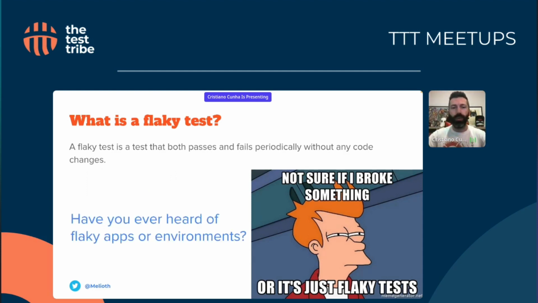Because I don't remember seeing any flaky applications or flaky environments. Because when flakiness happens on those two different applications or environments, we don't call them flaky, we solve it, right? So why were we so fast in gluing this flaky to testing? And that is why I'm here.